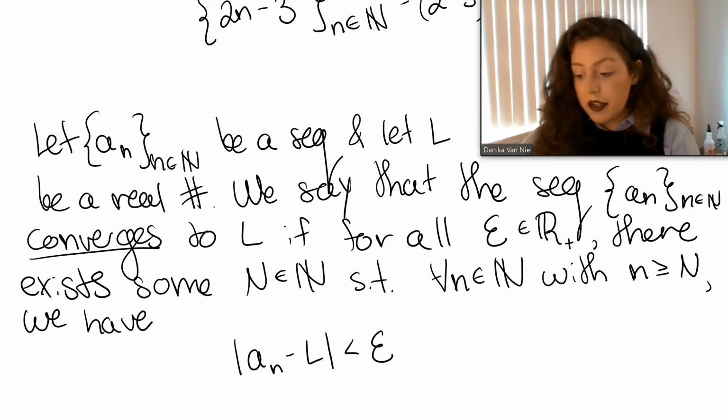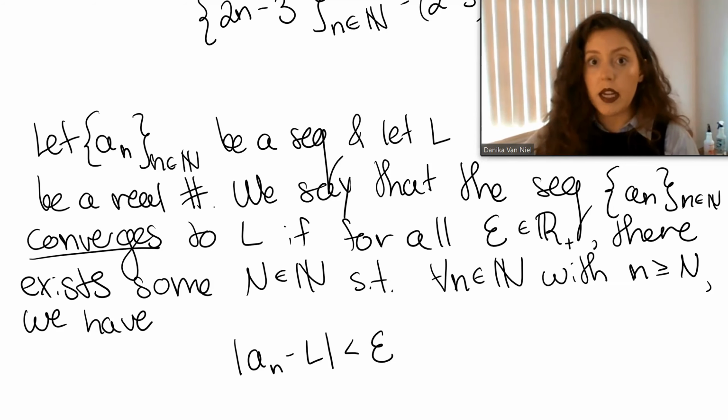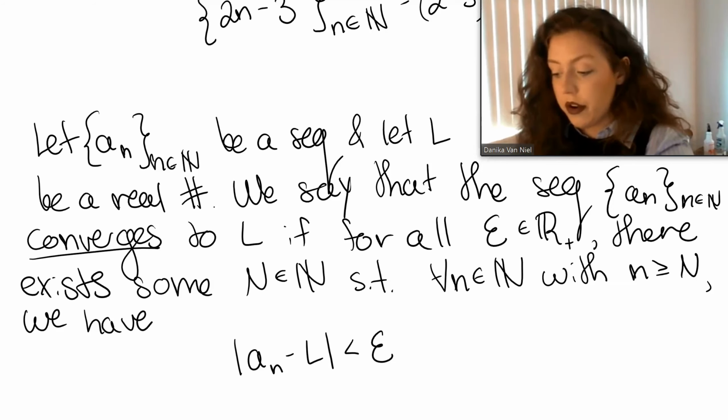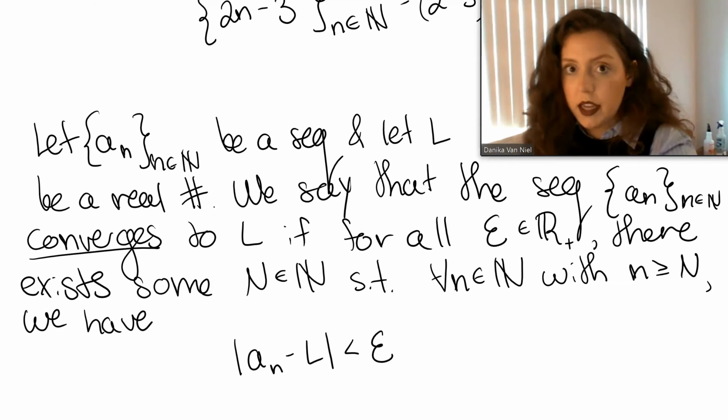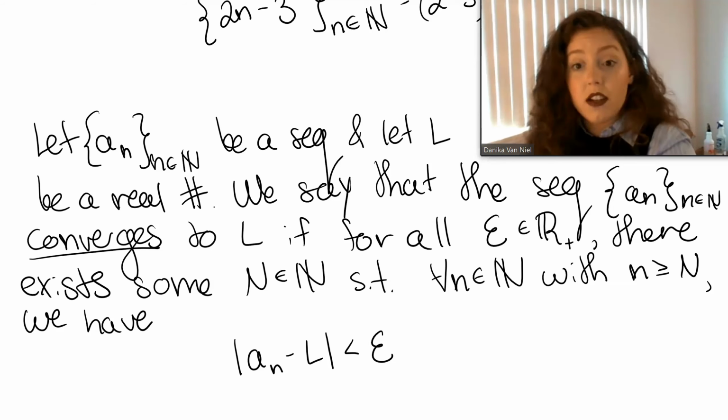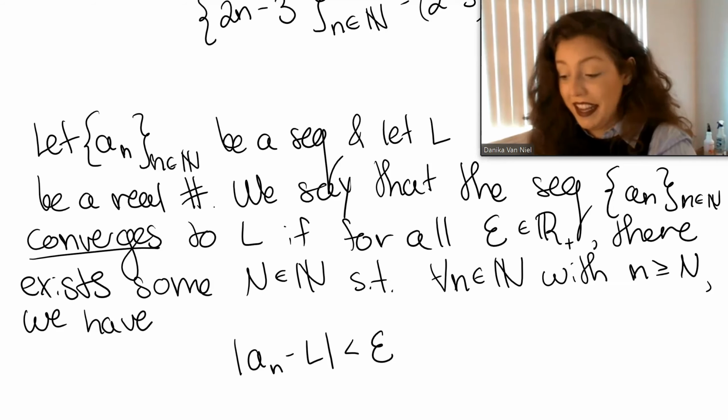We say that our sequence (a_n) converges to L if for all epsilon in the positive reals, so epsilon has to be bigger than 0, there exists some capital N in the natural numbers such that for all little n in the naturals with little n greater than or equal to capital N, we have that the absolute value of a_n minus L is less than epsilon. Okay? Now I know that looks totally crazy, right? Probably to a lot of you.